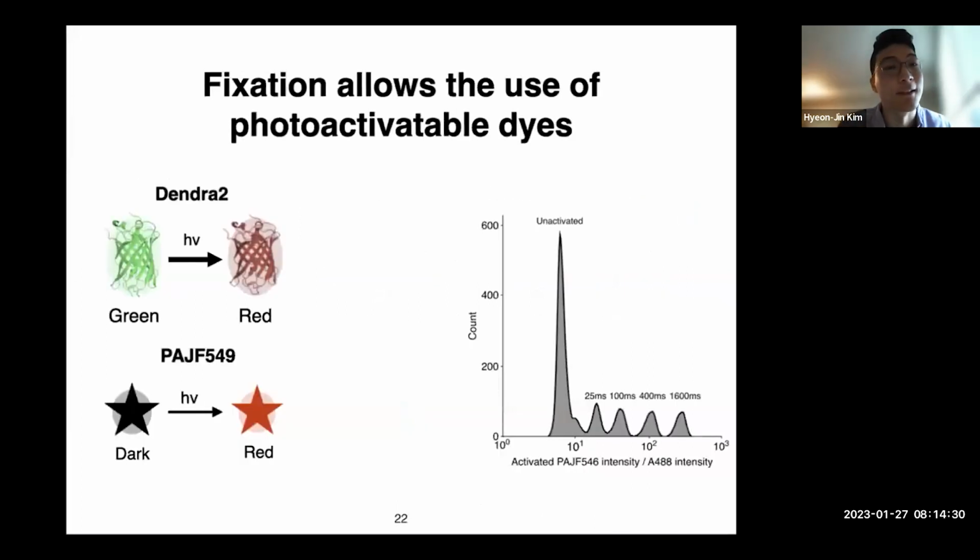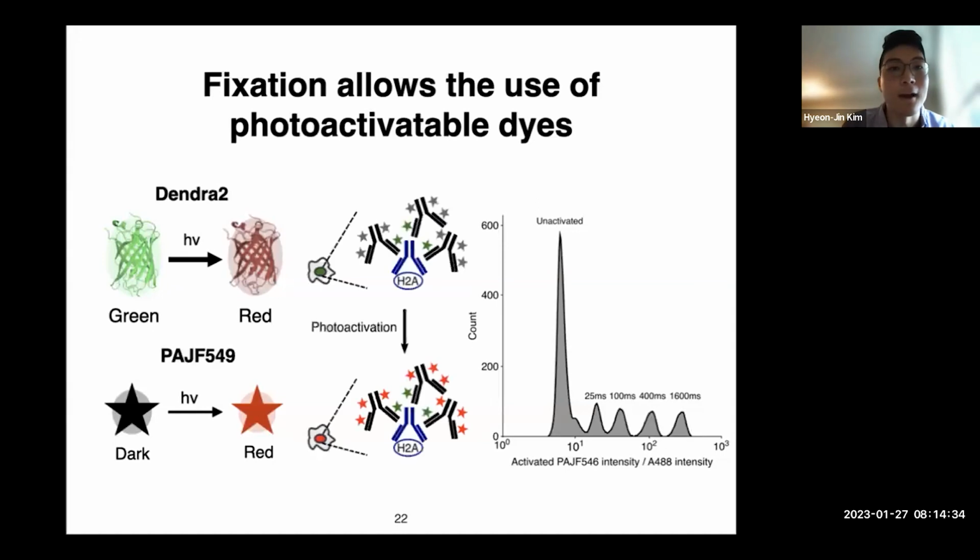And cell fixation is really nice because it allows us to use photoactivatable dyes instead of genetically engineering cells to express Dendra2. So you use a dye that has similar properties to Dendra2, that can be photoactivated with UV light. You can conjugate this dye to an antibody, along with some control green dyes, and then when you randomly activate for different amounts of time, you can recover up to 4 different populations at the flow sorter. So this told us that we can indeed use this antibody system to do some visual phenotyping.